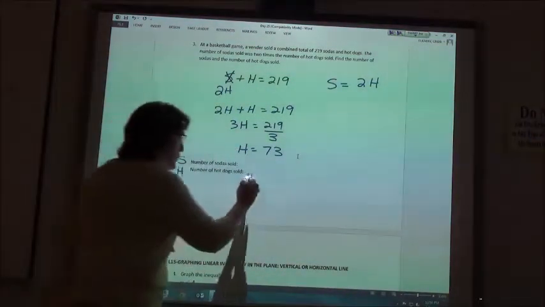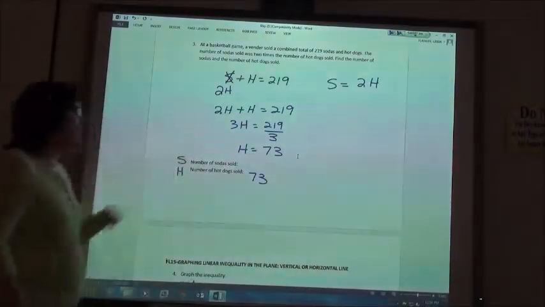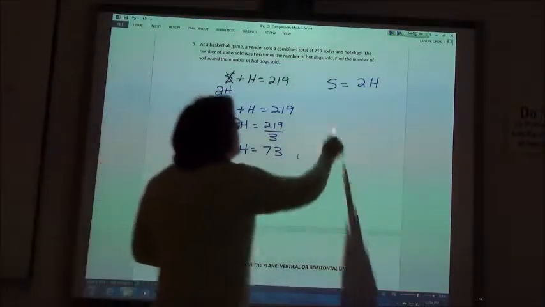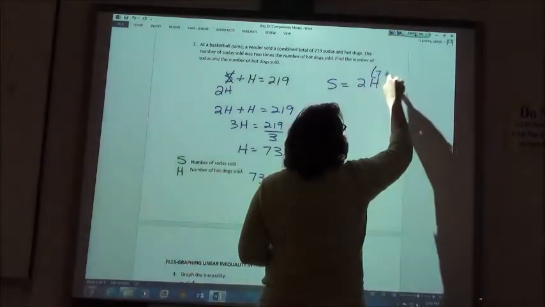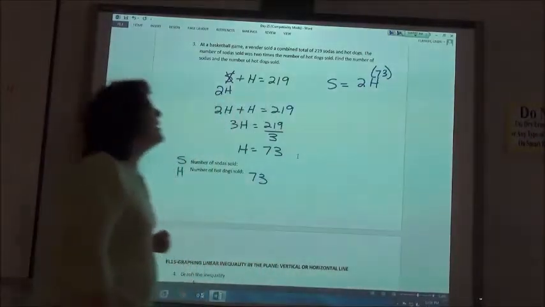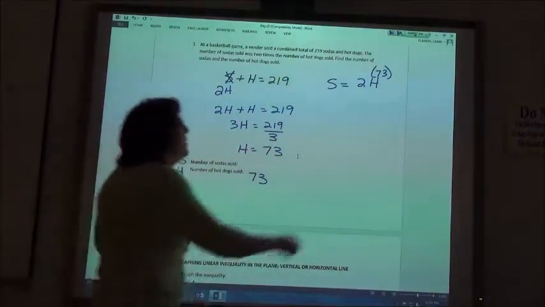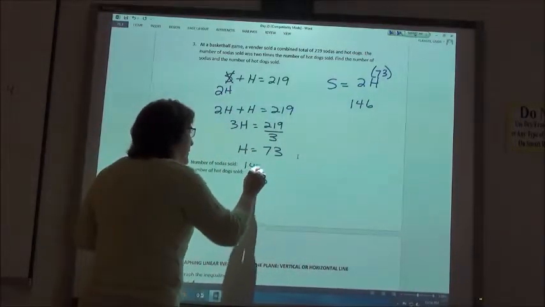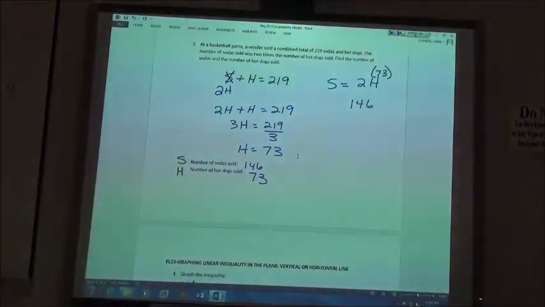I still need to find the number of sodas. How am I going to find the number of sodas? 2 times 73. My soda is 2 times my hot dogs. So 2 times 73 would give me 146. So I have 146 sodas sold and 73 hot dogs sold.